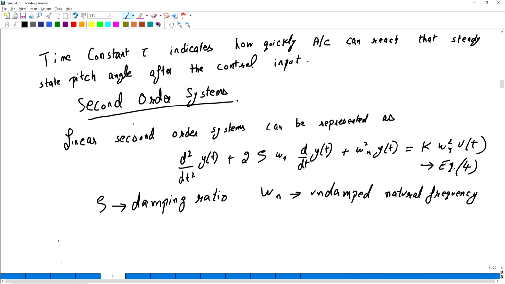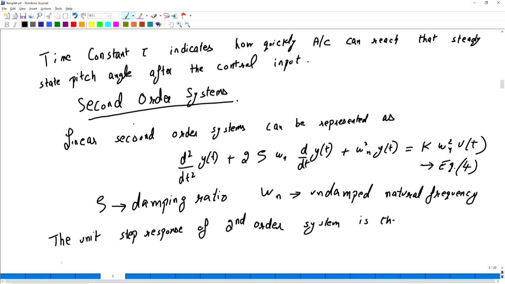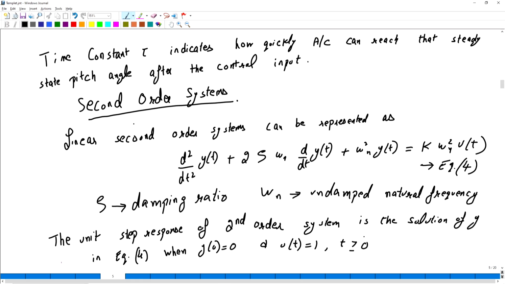So we are interested to find the unit step response. The unit step response of a second order system is the solution of y in equation number 4 when y of 0 equals 0 and u of t equals 1 for t greater than or equal to 0.